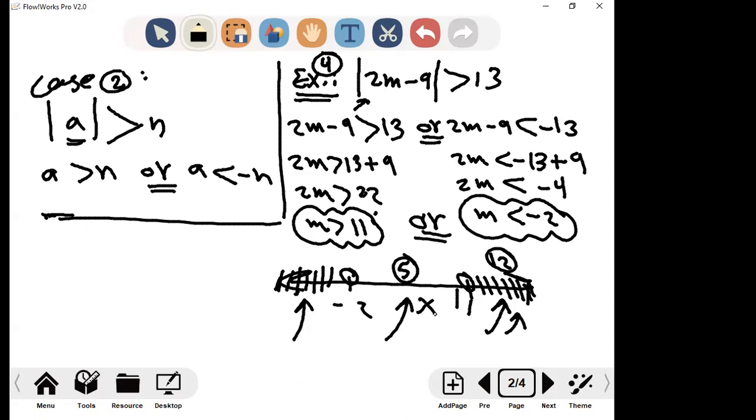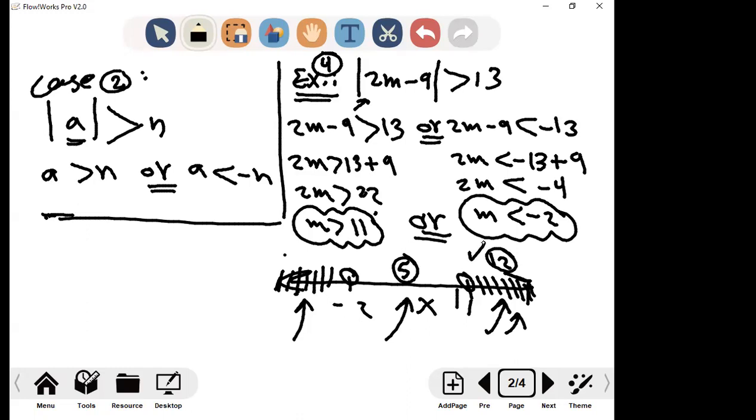So here no solution, right? Choose any number more than 11 here, like 12. 2 times 12, 24. 24 minus 9, 15. Absolute value of 15, 15. More than 13? Yes. Right?